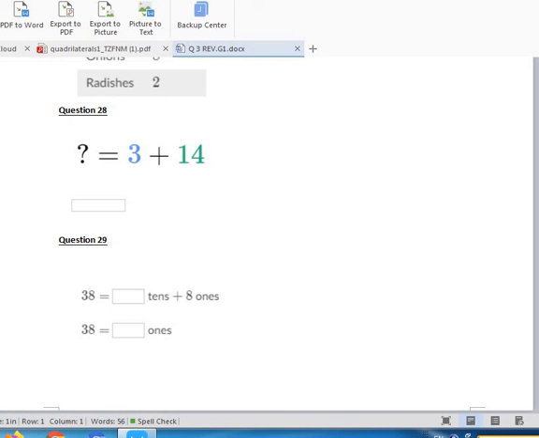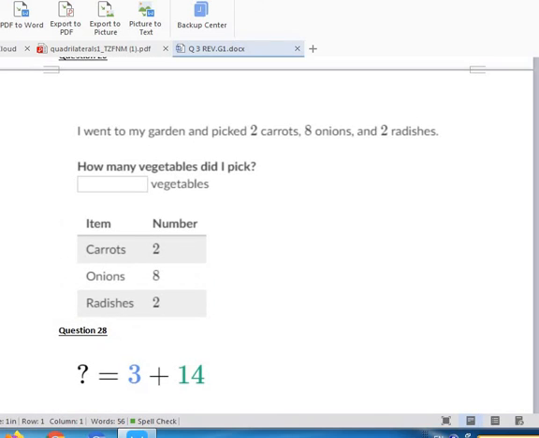I went to my garden and I picked 2 carrots, 8 onions and 2 radishes. How many vegetables did I pick? Carrots 2, onions 8, radishes 2. 2 plus 8 is 10. 10 plus 2 is 12. The last question here: 3 plus 14 equals 17.